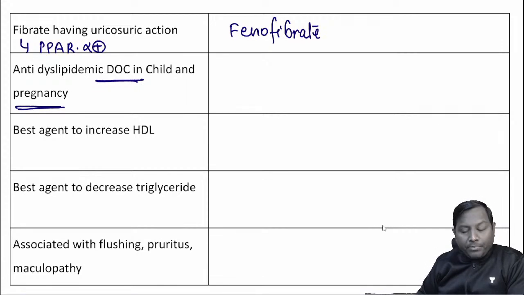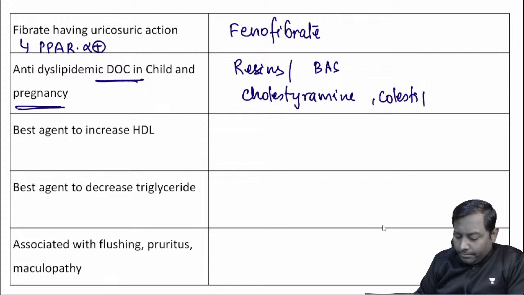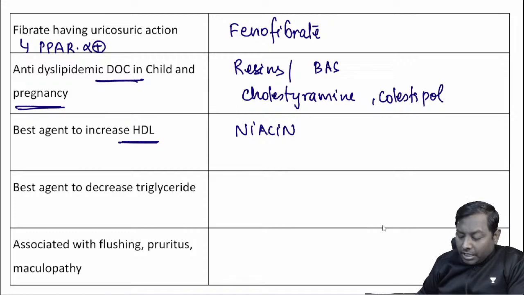Expect this question. Okay, that is going to be your resins, also known as your bile acid sequestrants. These are cholestyramine, colesevelam, colestipol, all of them. The best drug to increase the HDL is none other than your niacin. The best to decrease the triglyceride level will be none other than your fibrates.